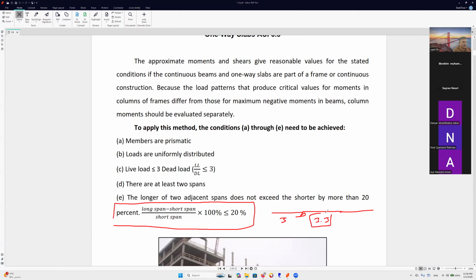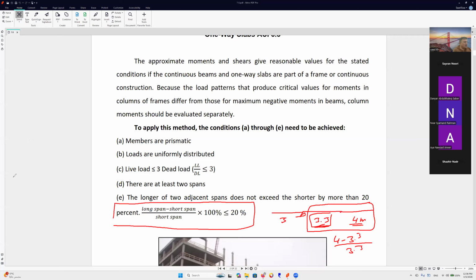So 3.3, we have 4 meters here. For example, what's the difference? We should take the two adjacent spans, for example, 3.3 and 4 meters. So 4 minus 3.3 is 0.3, divided by 3.3.